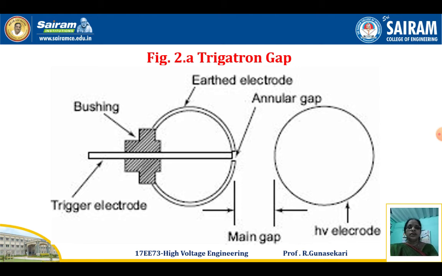Here you see the earthed electrode, trigger electrode, high voltage electrode and then the bushing and annular gap. The gap between the earth electrode and the trigger electrode is the annular gap, and the gap between the earth electrode and the HV electrode is the main gap. This is the spherical shape. Of the two electrodes, one is fixed and the other one is movable. So this is called a trigatron gap.